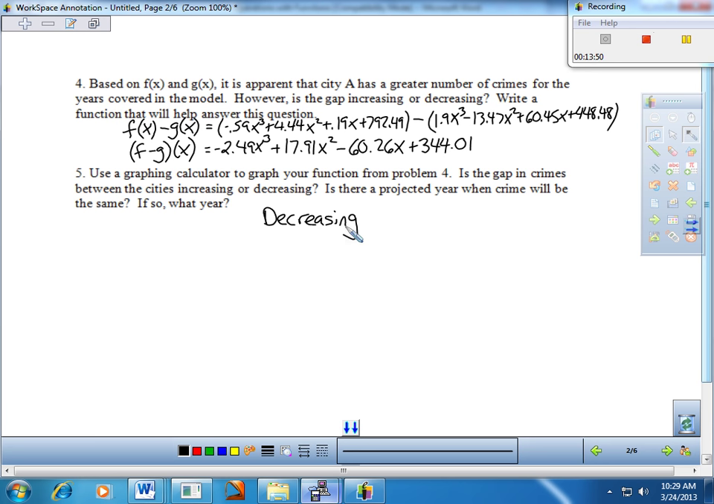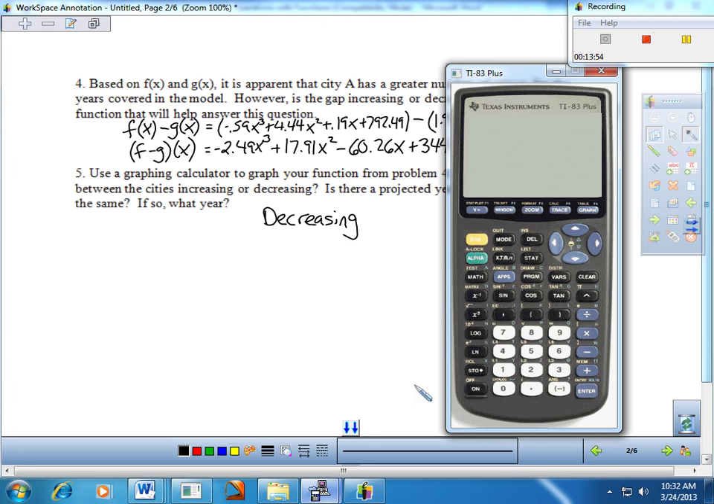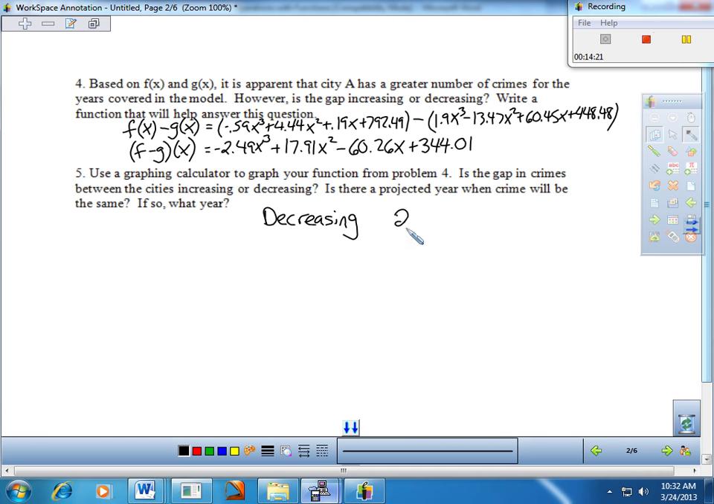Is there a projected year when crime will be the same? If so, what year? Let's bring that out. Look at the tick marks: 2001, 2002, 3, 4, 5, 2006. Does everyone see that? There is a way to get this on the calculator. I haven't taught that just yet, but we will be doing this in the future. For right now, I'm going to leave it alone and just project a little bit. I would say it's somewhere in between 2006 and 2007. So I'm going to just write down 2006, and we can move forward.